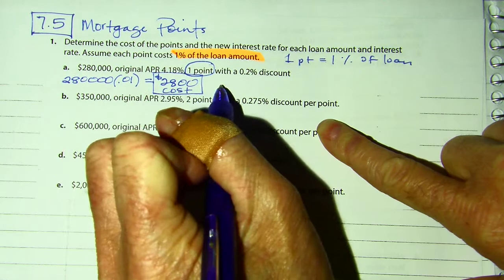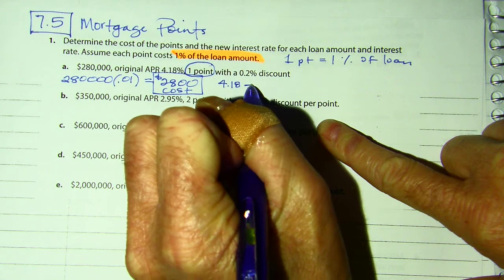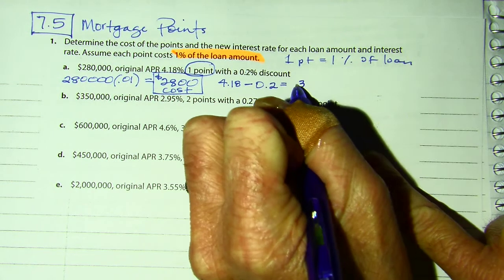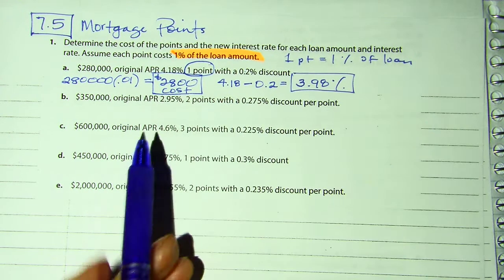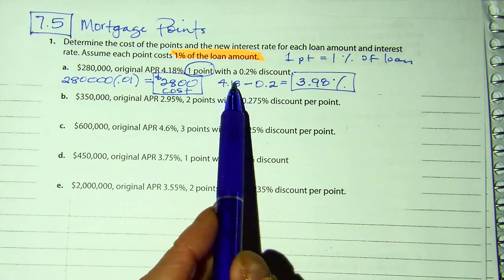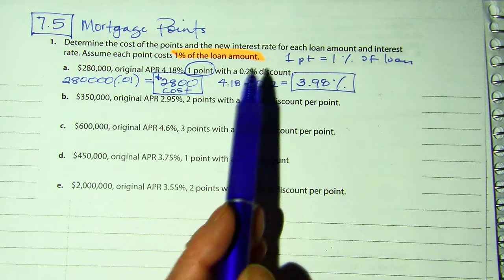to lower my rate. If the original rate is 4.18 and I'm decreasing it by 0.2, my new interest rate is now 3.98%. So let me repeat that. If I paid $2,800 when I purchased the home, then I can reduce my interest rate to 3.98. So I purchased 1 point.